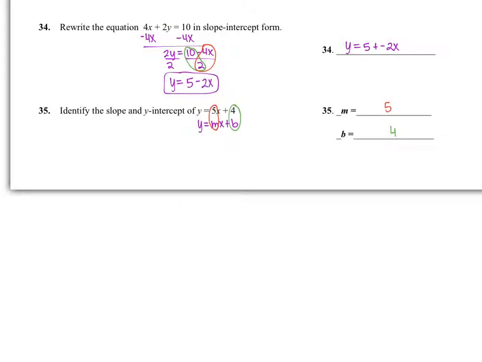To identify the slope and the y-intercept, first y needs to be isolated, which it is, and then I just match up with the formula y equals mx plus b. M is a slope. It's always the number that's multiplying x, so the slope is 5. The y-intercept is the number that's being added or subtracted. In this case, that would be 4.